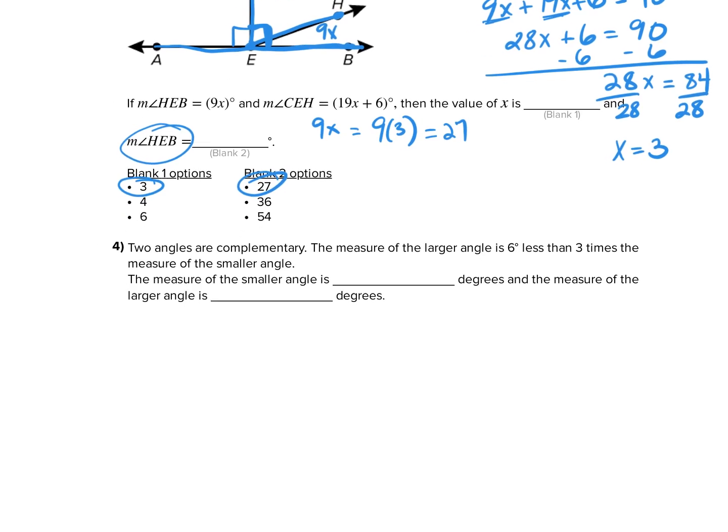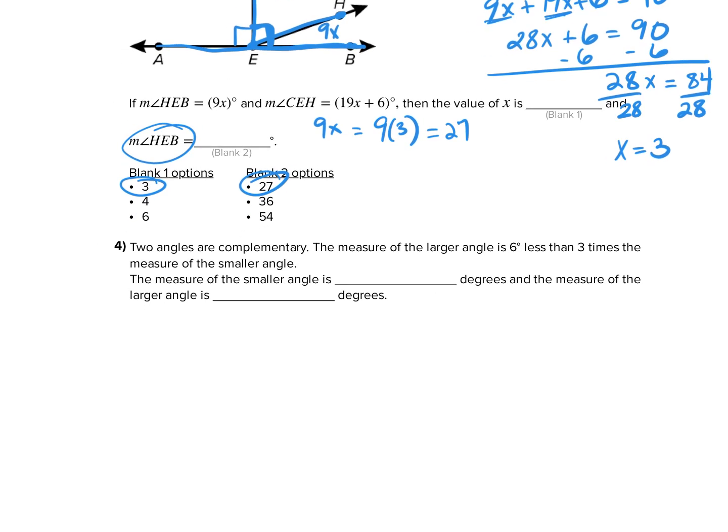Okay, number 4. We are told that two angles are complementary. Okay, complementary means they add to 90. So we have two angles that form a 90-degree angle. And the larger angle is 6 less than 3 times the smaller angle. And we want to know the measure of the smaller angle and the measure of the larger angle.